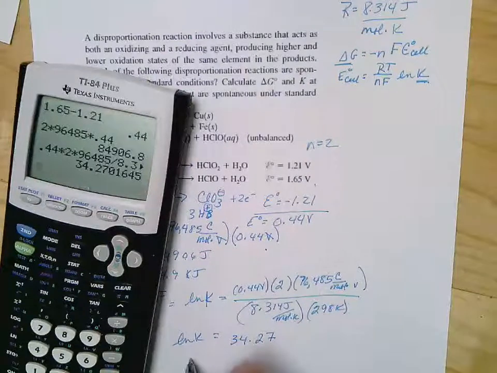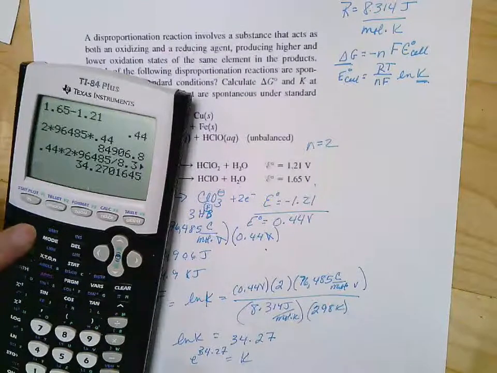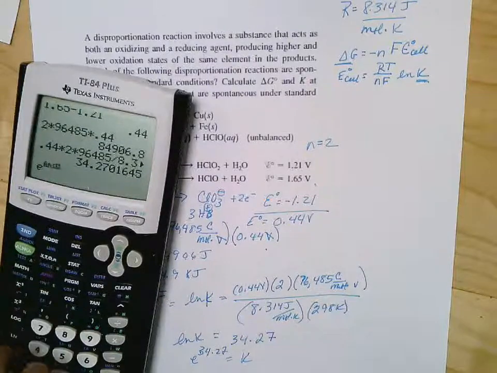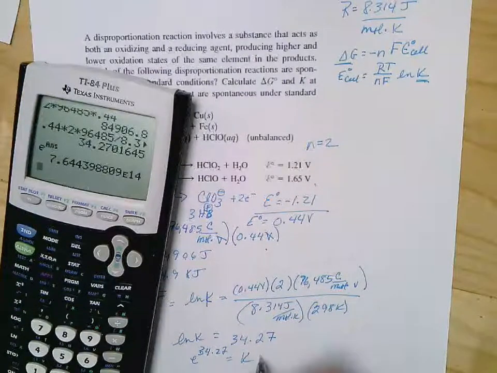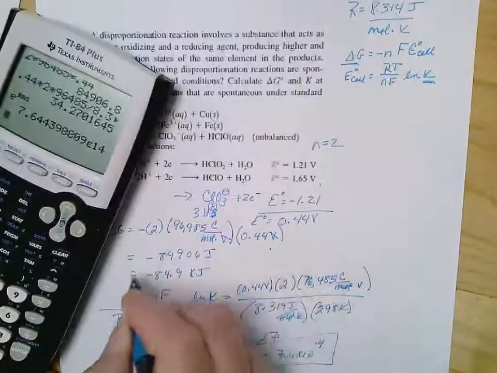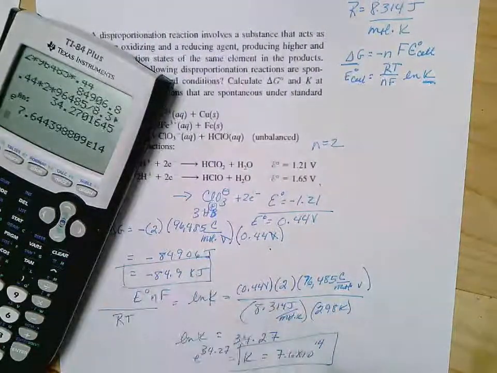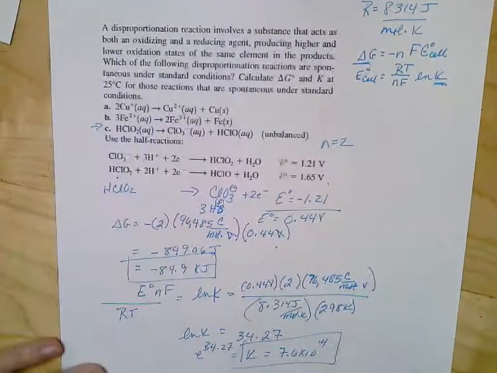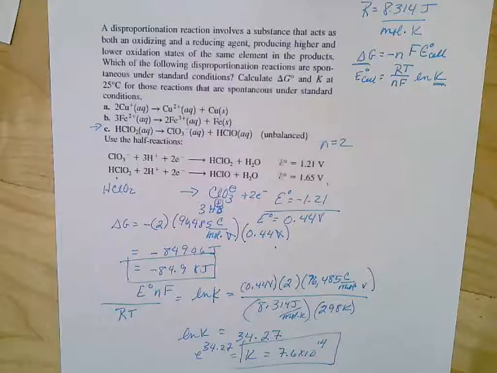34.27. So e raised to the 34.27 is going to equal K. So we have to use the e to the x, and then second answer equals. So K is equal to 7.6 times 10 to the 14th. So there's K, and there's delta G. So I hope that's helpful in figuring out how these problems work. Let me know if you need some help.